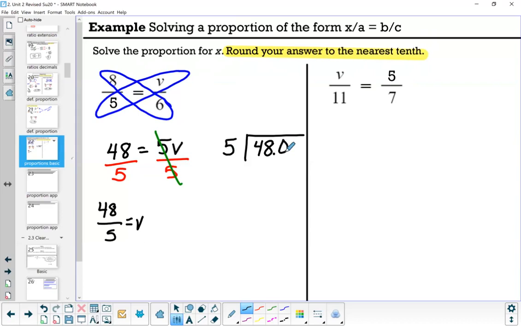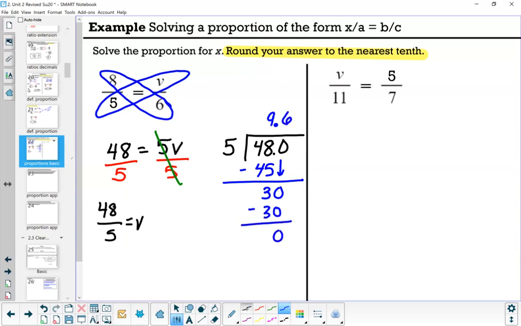Let's see what happens. So 4 divided by 5, nope. But 48 divided by 5, that's good. 9. So I'm going to do minus 45. So I get 3, and I'm going to bring down the 0. Make sure you put your decimal point after the 9 so you don't forget. All right, 30 divided by 5 is 6. So minus 30.